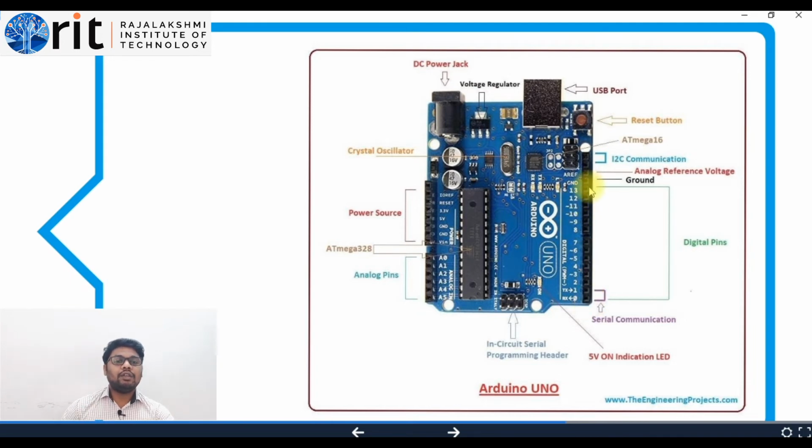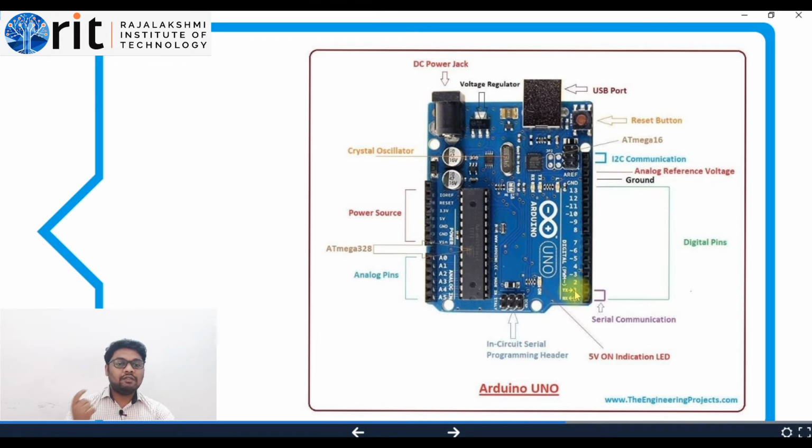Apart from that, you can see that on the right side digital pins from 0 to nearly 13 are available, which can be used as general input output pins. For all the digital sensors, lighting an LED, interfacing an LCD, whatever the functions, you can use all these 13 digital pins.